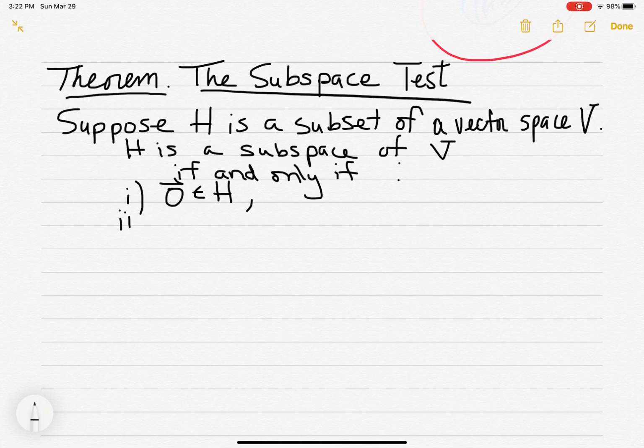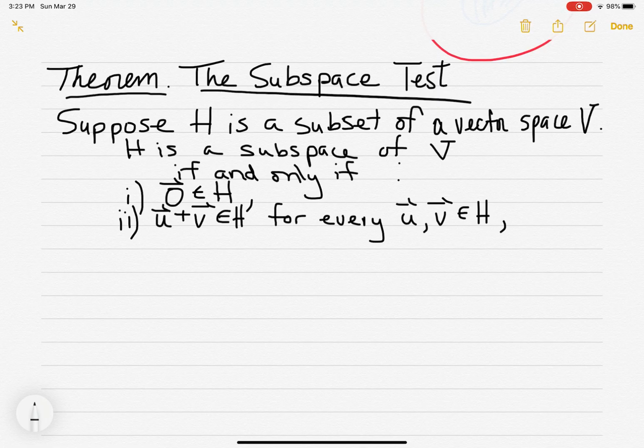Number two, if I take two vectors, u plus v, and add them together, and those two vectors are from H, then the sum should be in H as well. So what I'm saying is u plus v is in H for every pair of vectors u and v in H. What we're saying here again is if I take any pair of vectors u and v from H, and then I add those vectors together, it ends up in H.